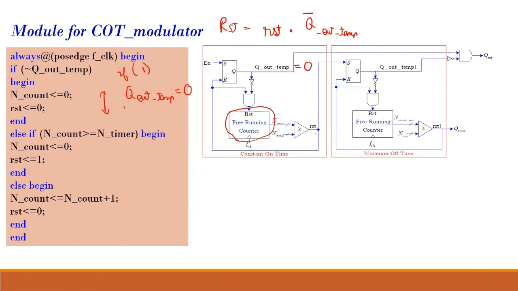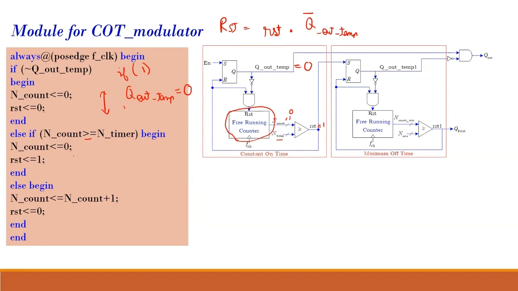This reset will also have the value 0. I'm assigning that value. Then, else if my n count is greater than or equal to n timer, then what should I do in that condition? I should make reset equal to 1 and assign n count the value 0. So it is this condition: reset gets the value 1, n count gets the value 0.